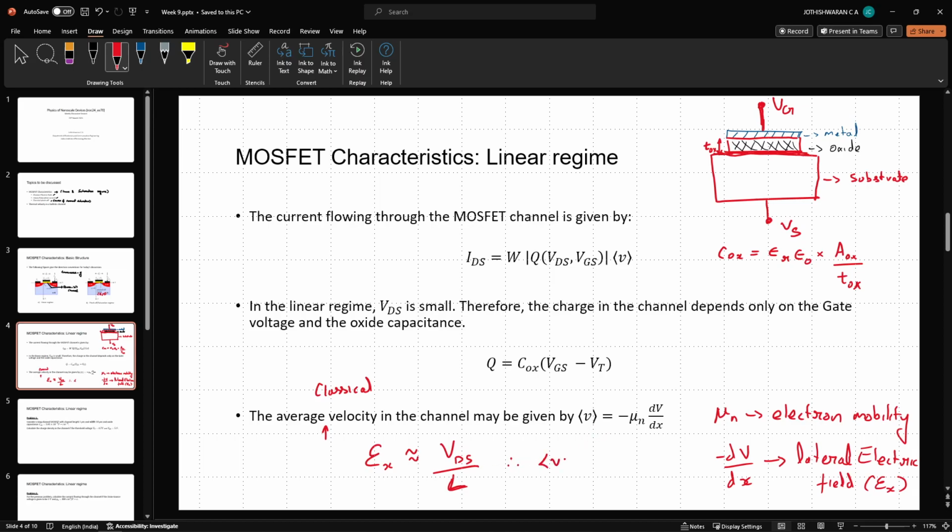Therefore, in the linear regime, the average velocity will be mu n times VDS by L. These are the main features. So you can just substitute all the relevant quantities up here, and therefore we will get a final current expression, which I'm just going to write right below this. It can be written as W by L into Cox into mu n into VGS minus VT multiplied by VDS. So this is how the current varies in the linear regime, and this is an expression you will find in the lecture slides as well.